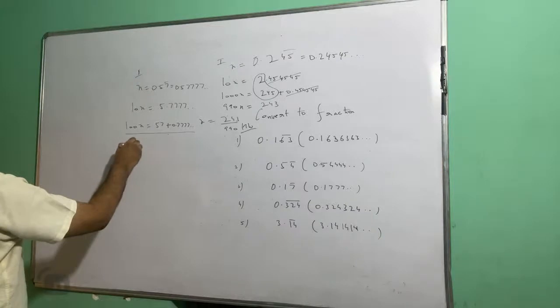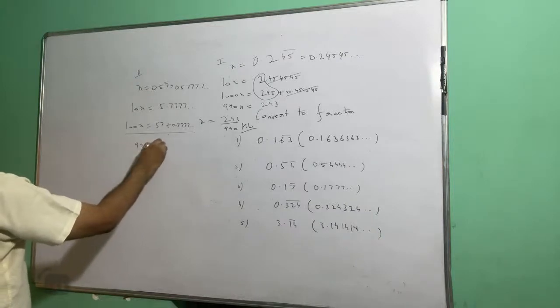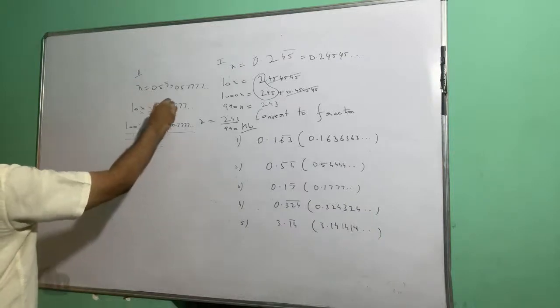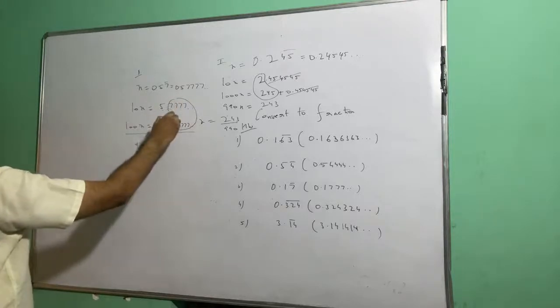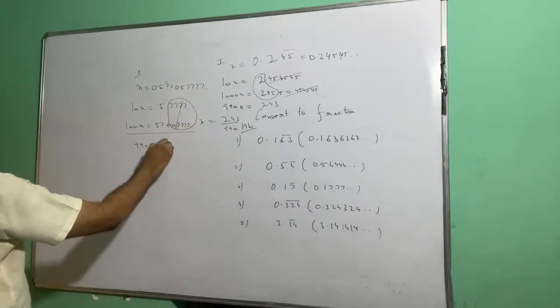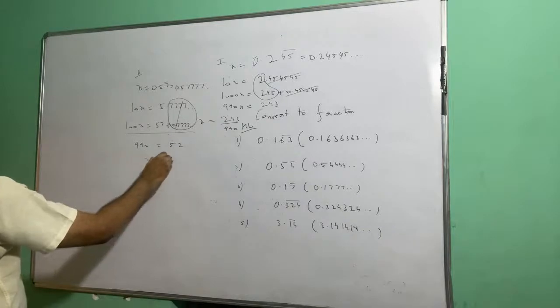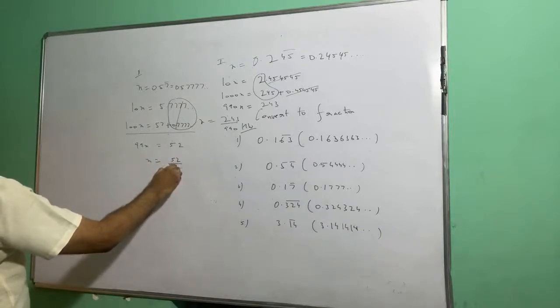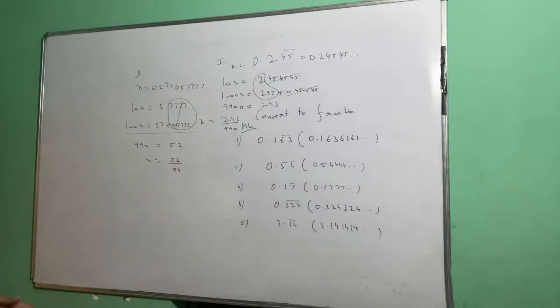Now you draw a line and subtract. So 99x, and now you are going to subtract. So when you are subtracting, this part will get cut out, and 57 minus 5 is 52. So x will be 52 by 99. So this is how you have to do.